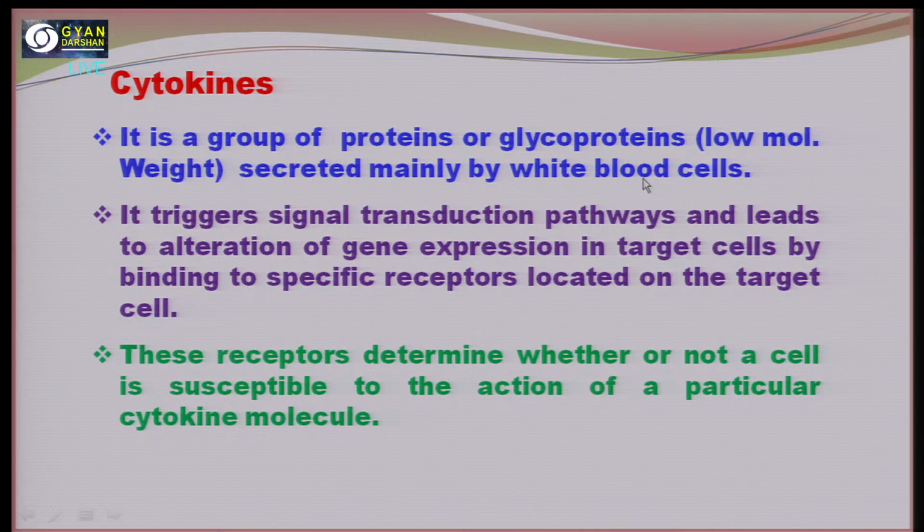secreted mainly by white cells. White cells are able to produce cytokines. Cytokines are basically proteins or glycoproteins of low molecular weight. They trigger signal transduction pathways and lead to altered gene expression in the target cell by binding to specific receptors located on the target cell. These receptors determine whether or not a cell is susceptible to the action of a particular cytokine. The very important receptors involved here determine whether the immune response will take place or not.